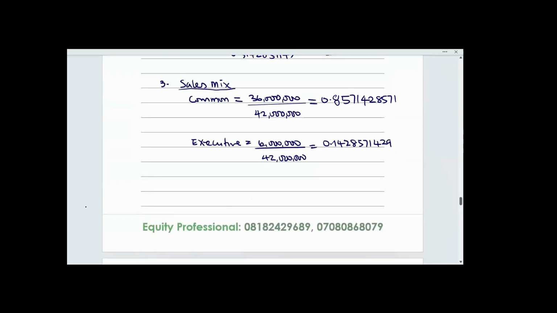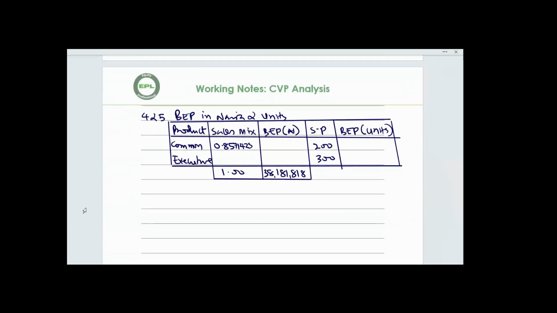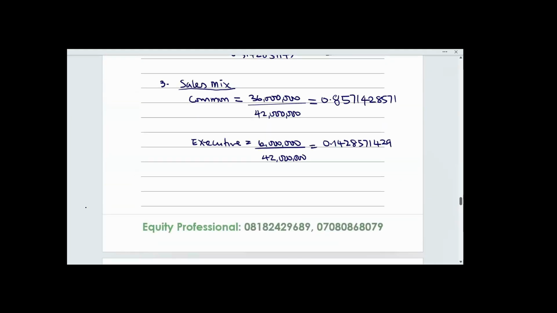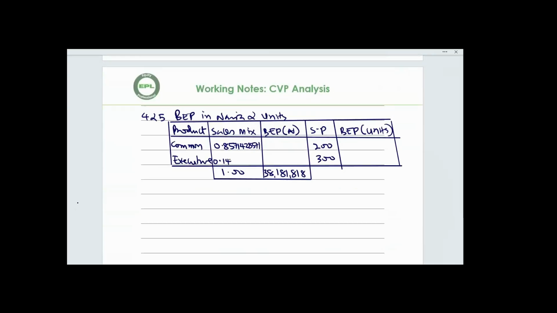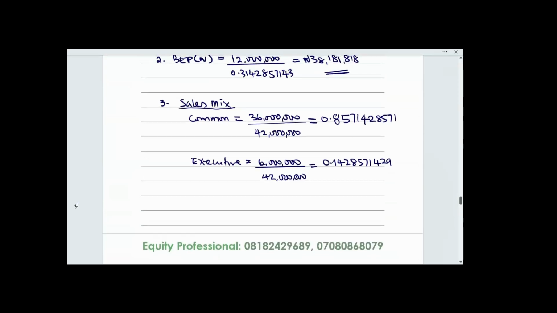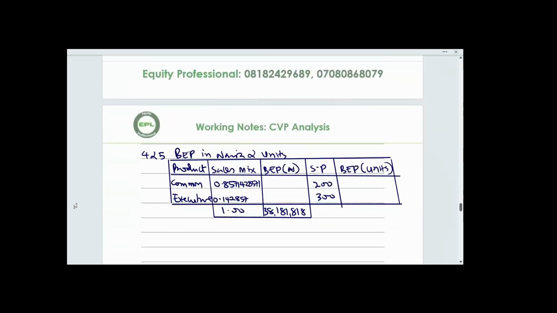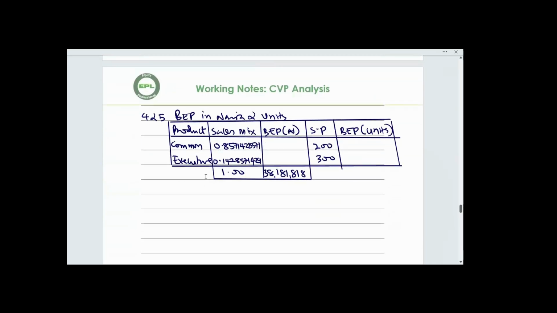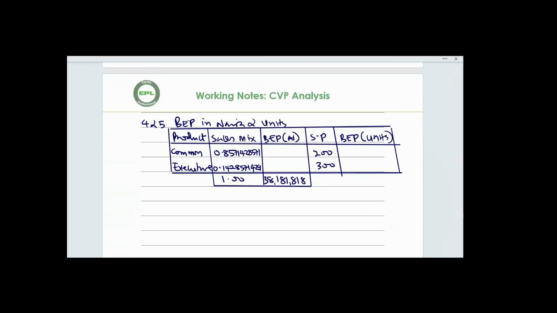Then 0.857143. Then 0.142857, 0.142857. Okay, so we want to share 38,181,818.